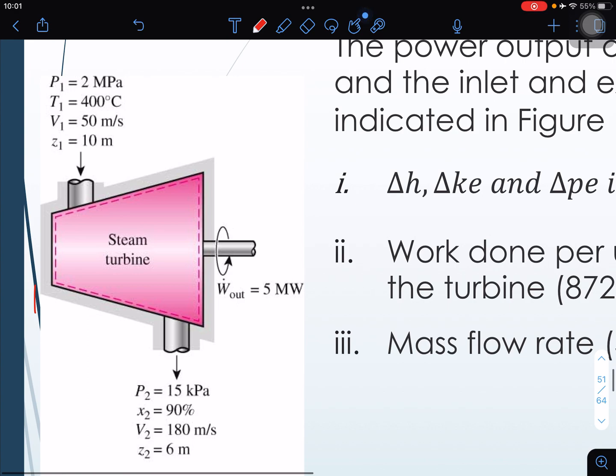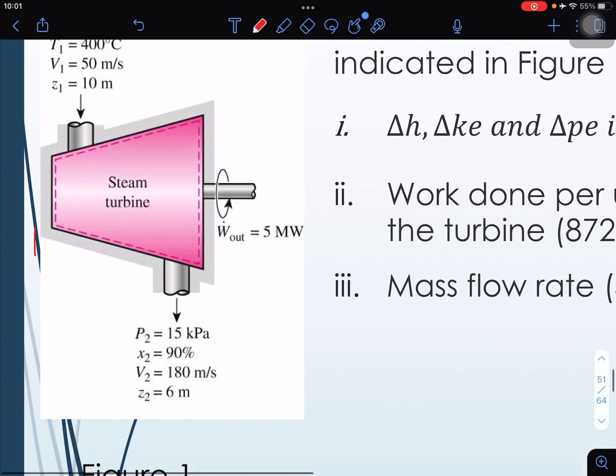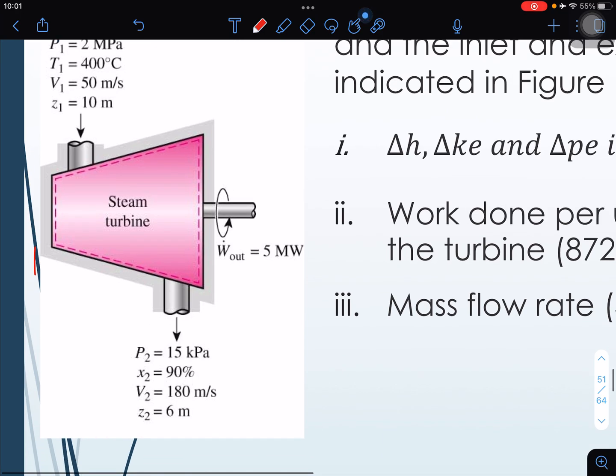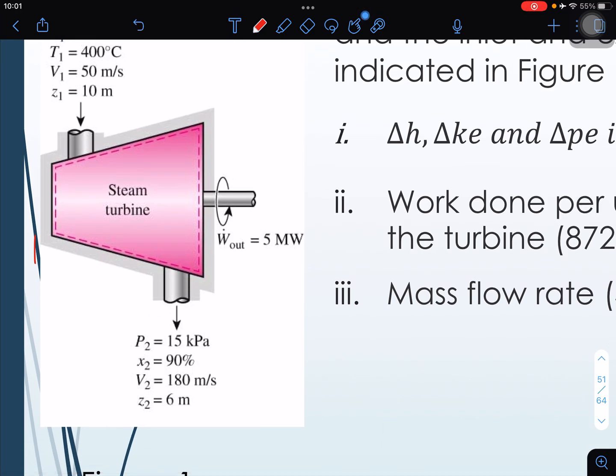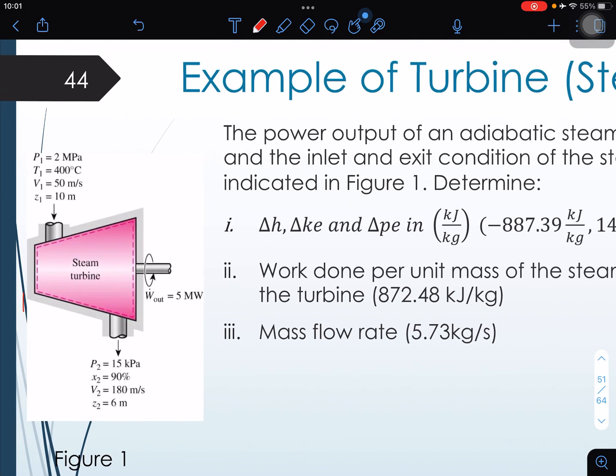The inlet properties given here are pressure, temperature, velocity, and also the elevation at this position, while for the exit, the parameters given are P2 pressure, the quality, the velocity, and also the elevation at this position, while producing 5 megawatt of power.